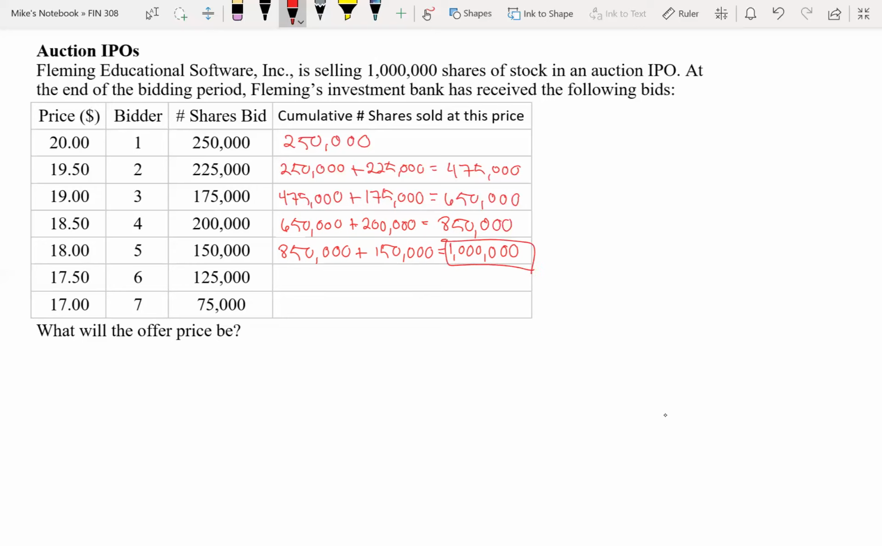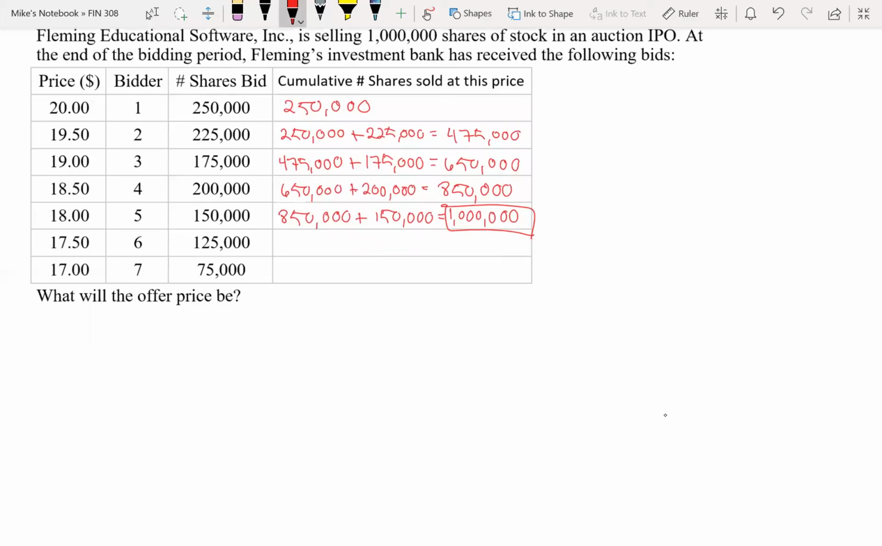And that's sort of how the auction process works. You have the bidders submit the bids with the price that they're willing to pay and the number of shares that they would be willing to buy at that price. We set the price as high as we can to sell all the shares that we want to sell. So the offer price would be $18 because this is the highest price that sells all shares.